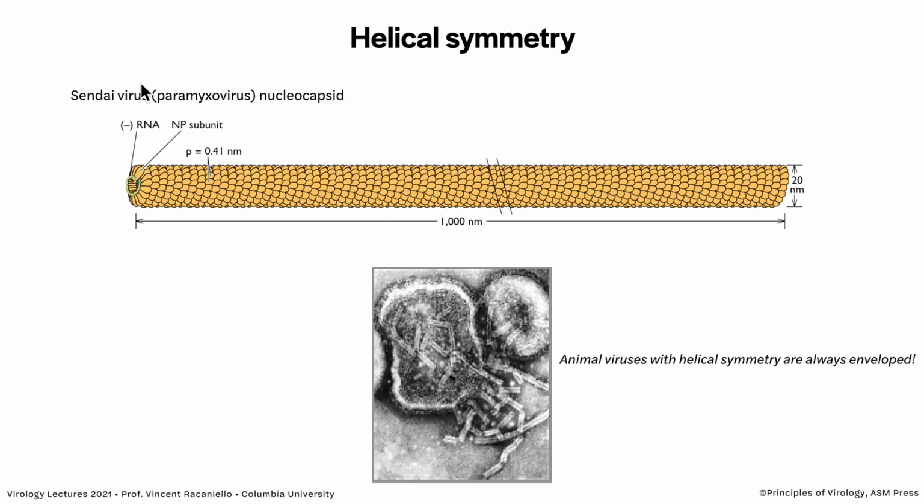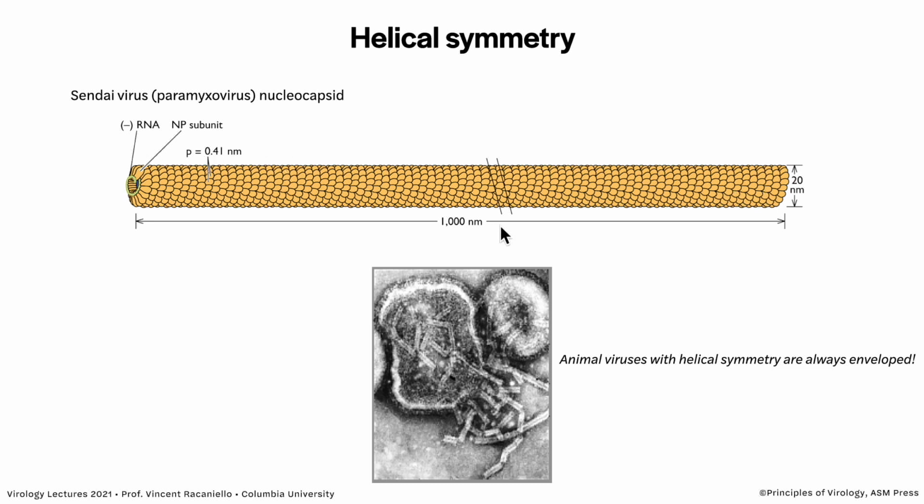So here's an example of an animal virus called Sendai virus. And yes, it was first isolated in Japan. It is a paramyxovirus, and this is a virus family that contains measles virus, etc., mumps virus, and others. And it is a helical symmetry. It's got the RNA there. It's a negative strand RNA. In this case, a single protein called NP, nucleoprotein, which interact with each other and with the RNA and make, in this case, 1,000 nanometer long nucleocapsid.